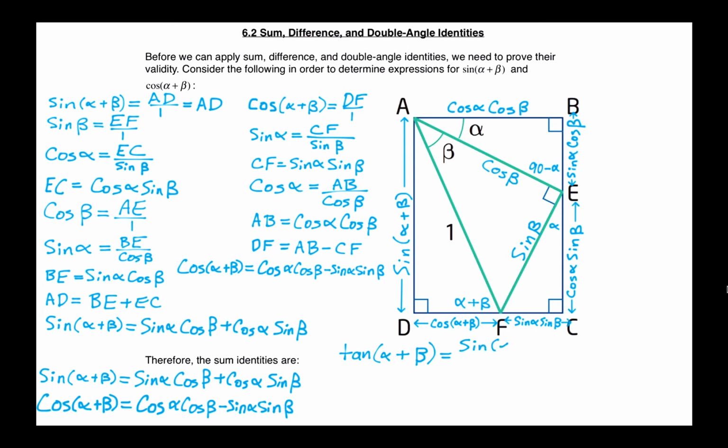Now, you can get the tangent addition identity just by doing a substitution into each of the sine and the cosine identities, because we are aware of this quotient identity. So when you do a substitution there, you will get sine alpha cos beta plus cos alpha sine beta over cosine alpha cosine beta minus sine alpha sine beta.